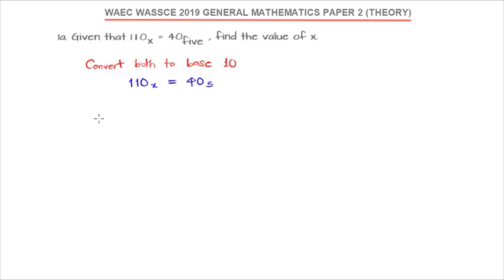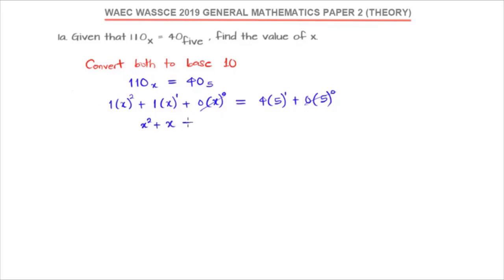Here, like we have 110 to base x, we are going to multiply each of those entries with the base, which is x, and then starting from the right hand side, we start numbering from 0, 1, 2. We number the base, that is x, from 0, 1, 2. And we do the same thing to the right hand side. We number the base, which is 5, from 0 to 1, starting from the right hand side. Now, 0 multiplied by any number is 0.